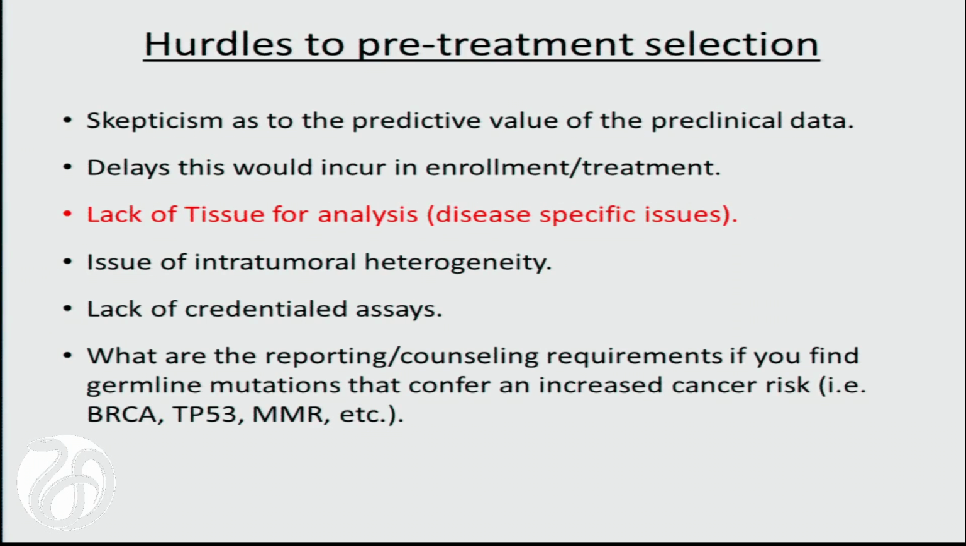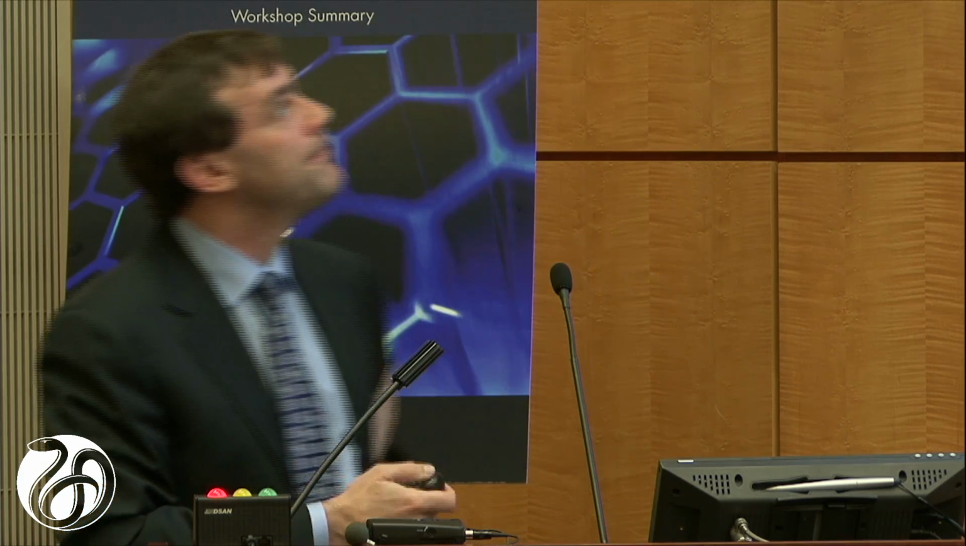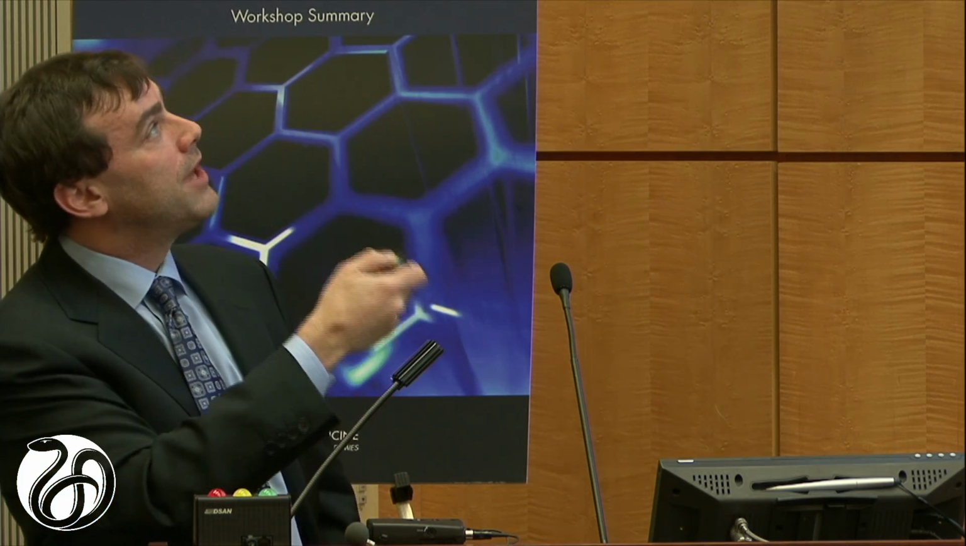And so what are the hurdles? I think there's still skepticism as to the predictive value of certain preclinical data. I think this is starting to change both in industry as well as in academia. I think the major issue is delays that the genotyping is currently going to incur in terms of enrollment, and Vince will probably address this. There's clearly a lack of tissue for some patients. Even in lung cancer, where we do genotyping routinely, about 15% of patients don't have any clearly accessible tissue that you can use for profiling. There's issues of intratumoral heterogeneity.